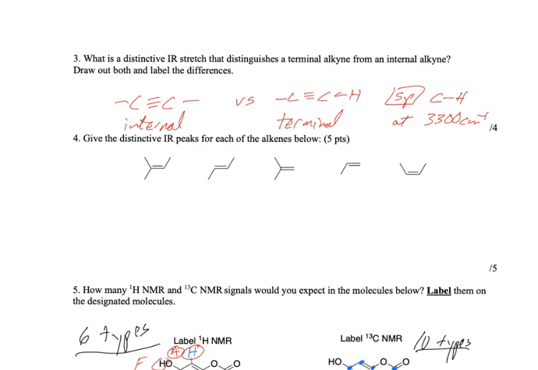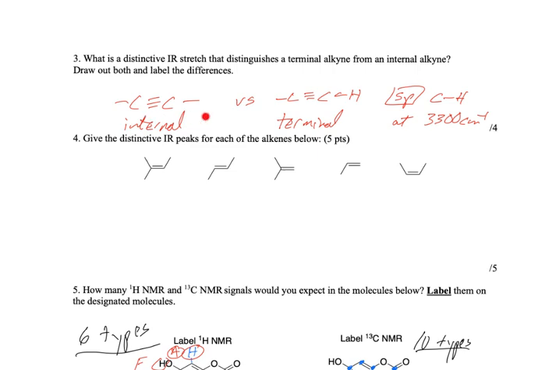So what is distinctive about IR stretches between a terminal alkyne and an internal alkyne? This comes back to remembering when we talked about sp3, sp2, sp CHs, or alkene, alkyne CHs. The only difference, right, is the number of pi bonds they have. That also affects the length of those bonds, so they have different IR stretches because of that. Those all have different numbers, right? So sp CH is around 3,300, sp2 CHs are just above 3,000, and sp3 are just below, around 2,900.